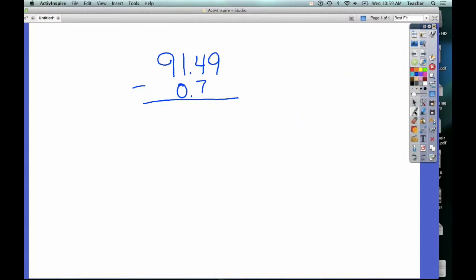So what should I do so I don't get myself confused? Add a 0 under the 9. That looks better, doesn't it? Are my decimals lined up?